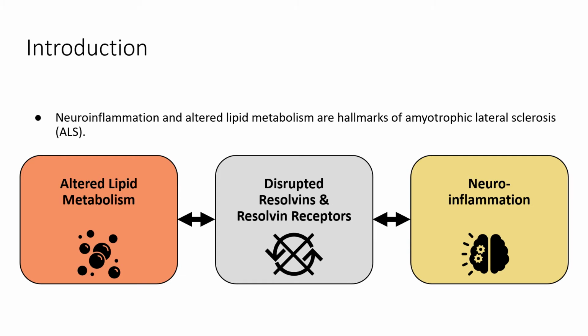Because resolvins are fatty acids, they may be affected by the altered lipid metabolism in ALS, and because they work to resolve inflammation, they may also be involved in the neuroinflammatory aspects of ALS. So in our research today, we're going to focus on the role of a specific resolvin receptor called GPR32 in monocytes, and investigate whether there's a difference in expression between people with ALS and healthy controls, as well as within a number of subpopulations of ALS.